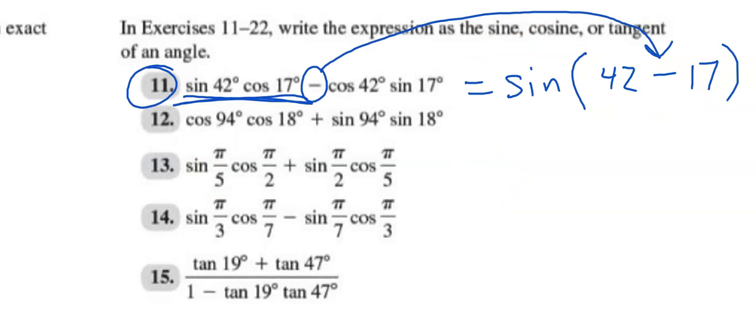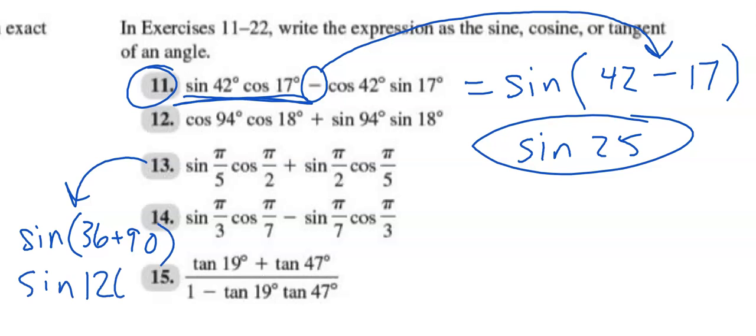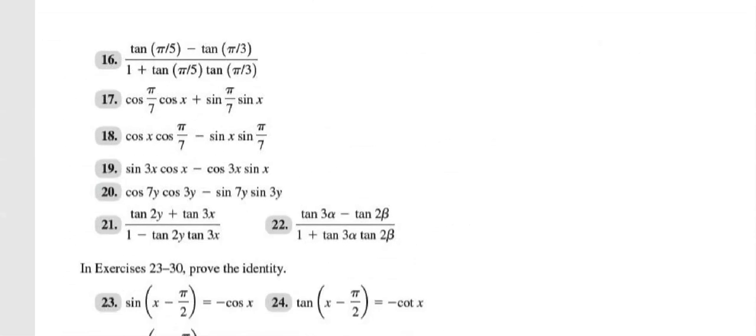So that becomes sine 25. And I believe I didn't have this ring recorded, but this one ended up being 36 plus 90, or sine 126. Okay, let's move on to something more challenging. Now that we understand that.